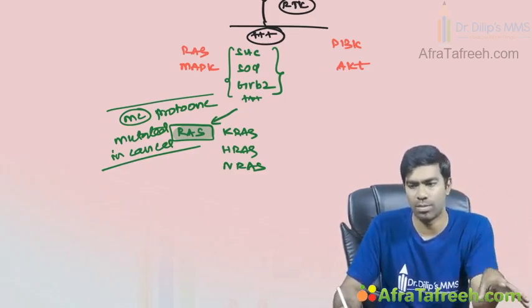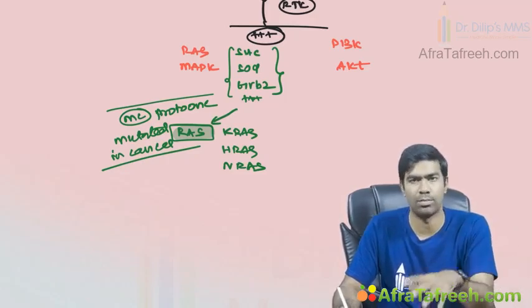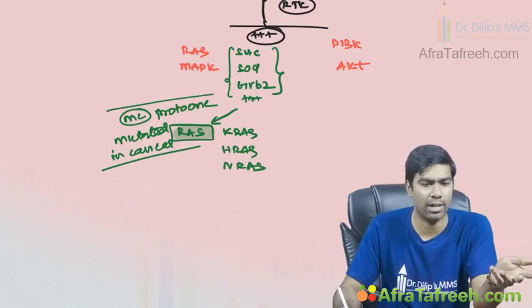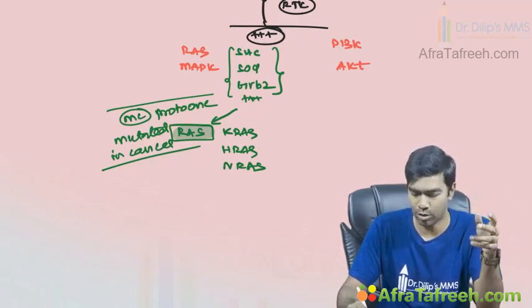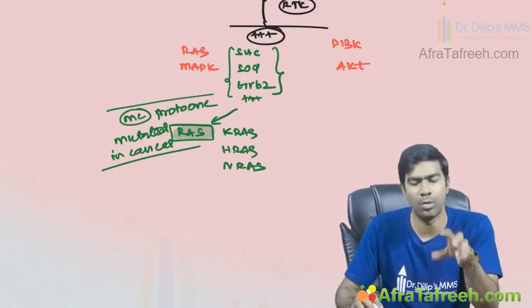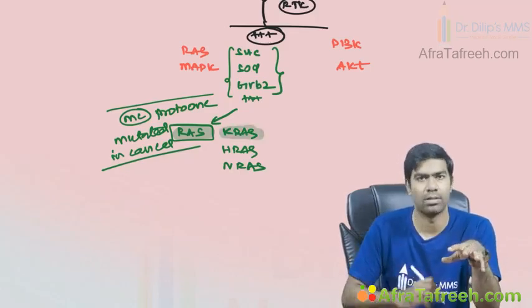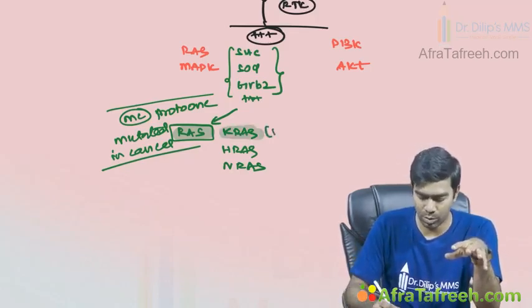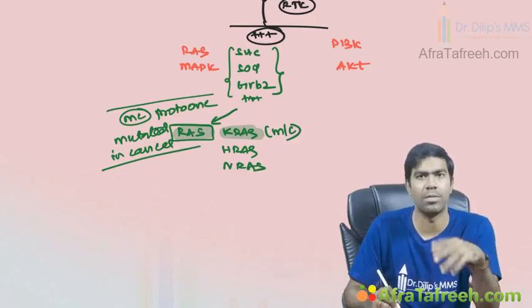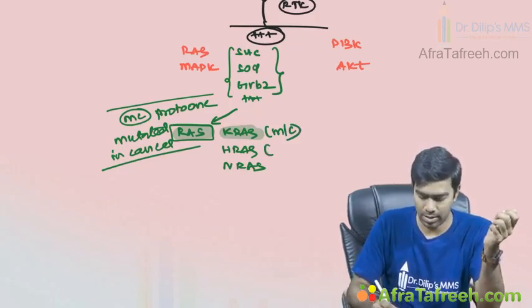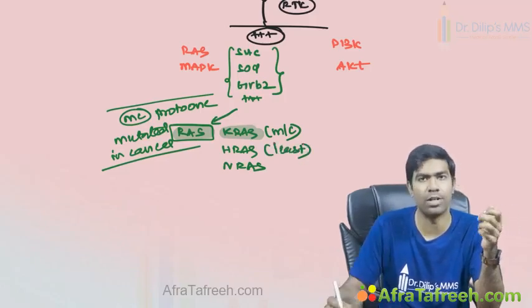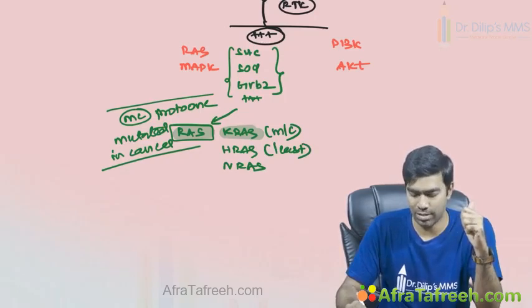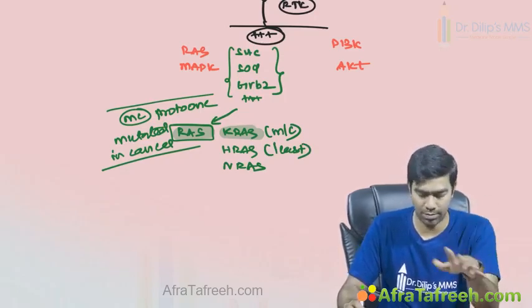Clear. Most common proto-oncogene mutated in lung cancer, RAS. Most common proto-oncogene mutated in pancreatic cancer, RAS. Most common proto-oncogene mutated in any human cancer type is RAS. And the most common subtype of RAS that will be mutated in a cancer will be KRAS. Among the RAS, this will be the most common subtype that will be mutated. And the least common subtype of RAS that will be mutated is the HRAS. HRAS will be the least common that will be mutated. Fine, alright.